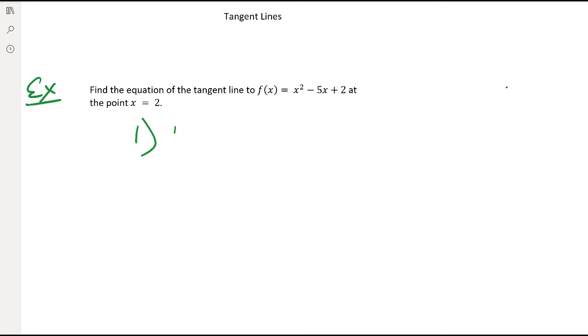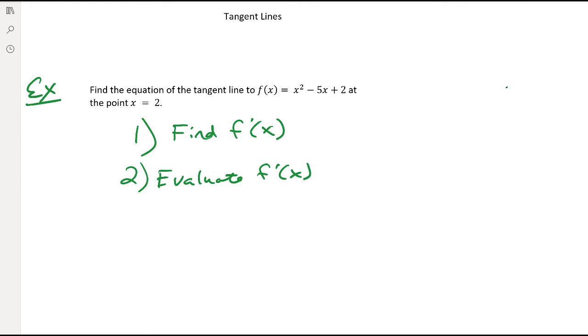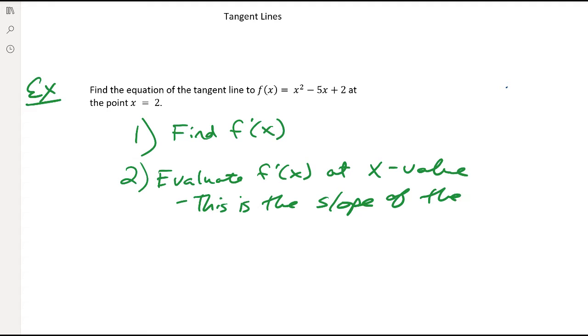The first step is to find the derivative. Find f prime of x using the rules we discussed in the previous video. Your next step is to evaluate, aka plug in, your derivative at your x value, meaning just plug that x value into the derivative, and guess what? This is the slope of the tangent line. This is actually the numerical value of the slope of the tangent line at that particular x value. I apologize for my handwriting.